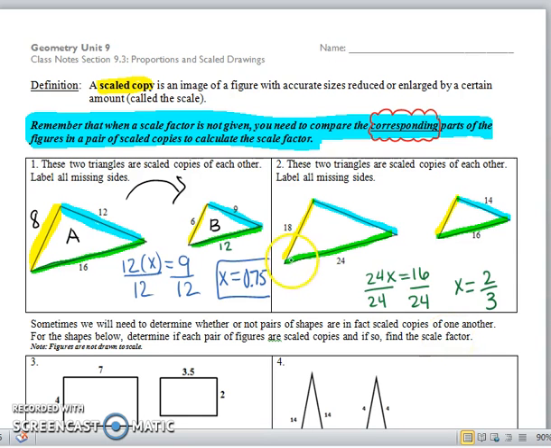Okay, so you should have used the green sides to figure out your scale factor, and you should have said 24 times what number gives you 16. And your scale factor came out to be 2/3. I wrote it this time as a fraction.